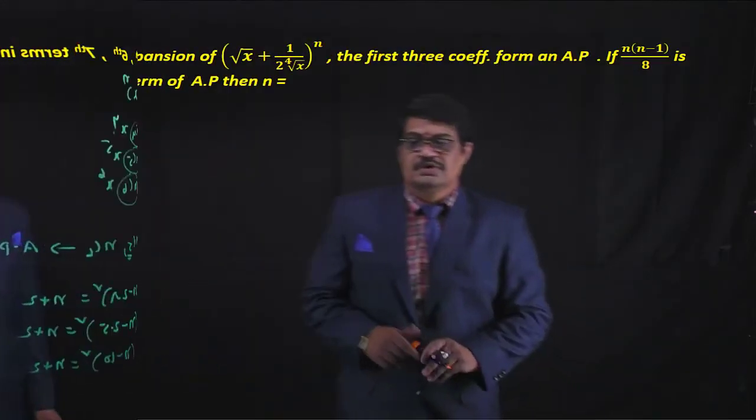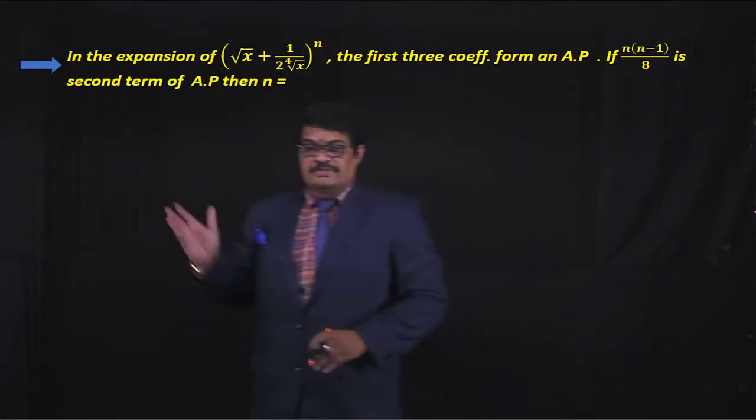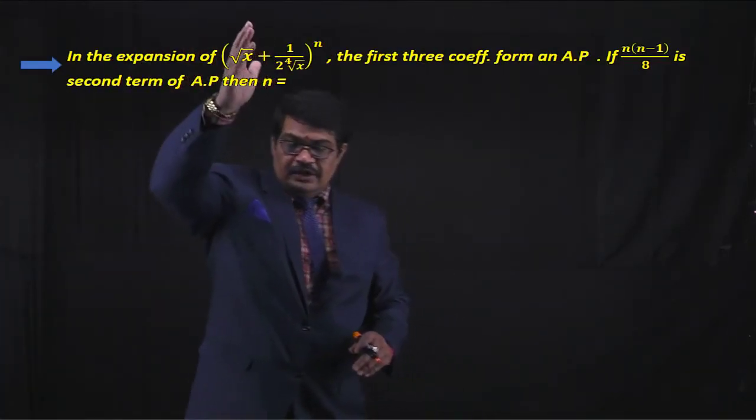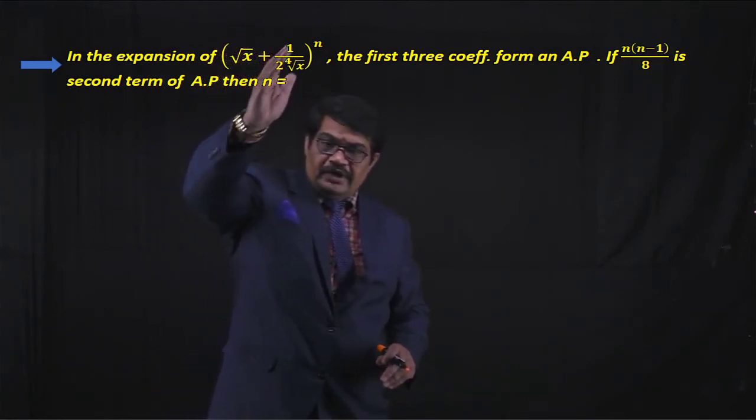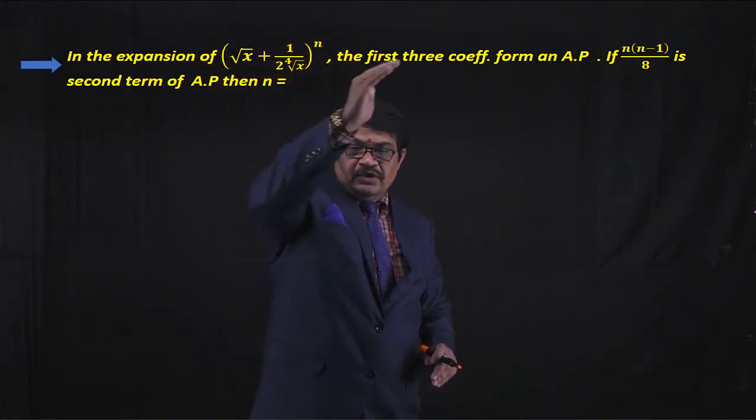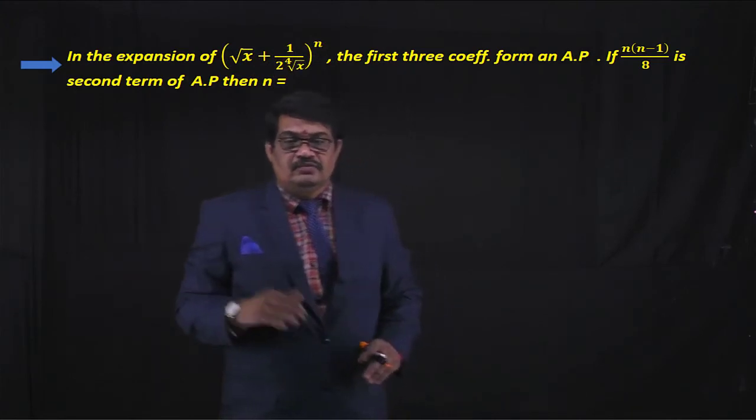Okay, see another problem. In the expansion of (√x + 1/(2·⁴√x))ⁿ, the first three coefficients form an AP.